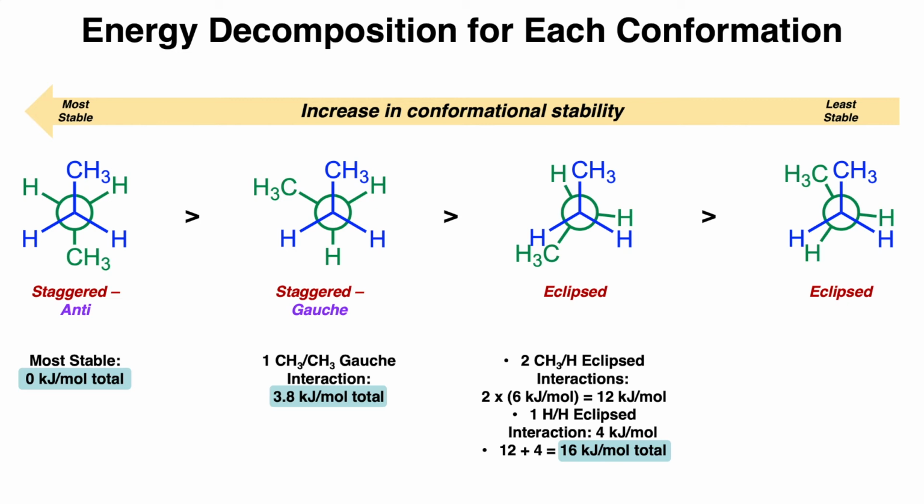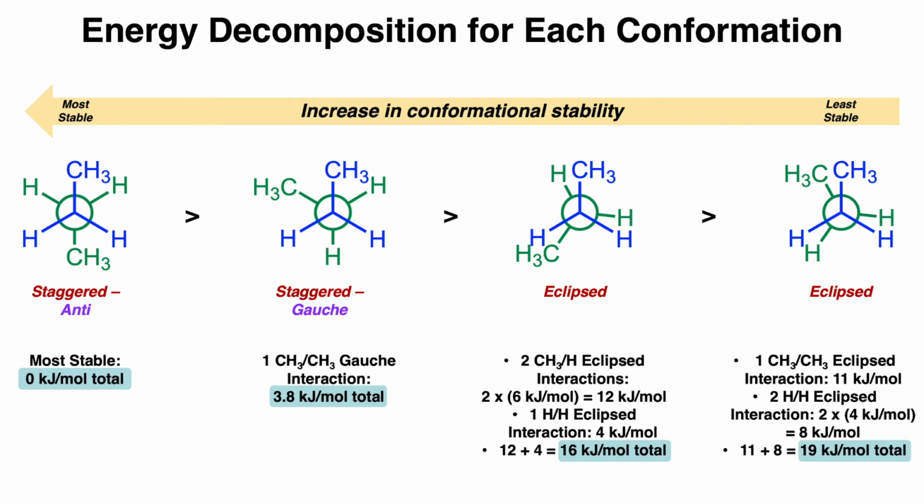And the least stable eclipsed conformation contains one methyl-methyl eclipsed interaction that costs 11 kilojoules per mole, as well as two hydrogen-hydrogen eclipsed interactions that cost 8 kilojoules per mole. So in total, this eclipsed conformation pays a hefty energy cost of 19 kilojoules per mole. So you can see, just based off of the energy values, the most stable anti-conformation costs nothing, while the least stable eclipsed conformation costs the most.